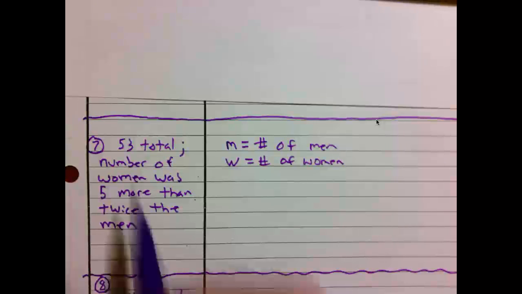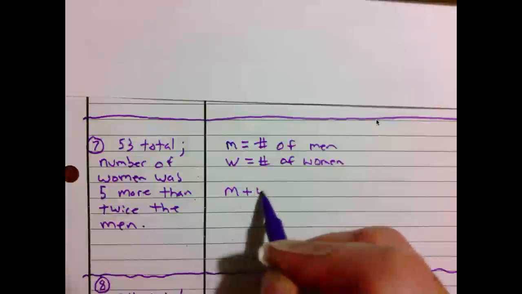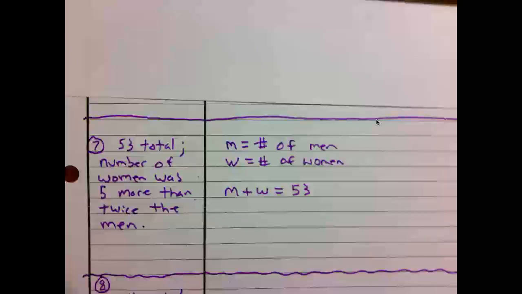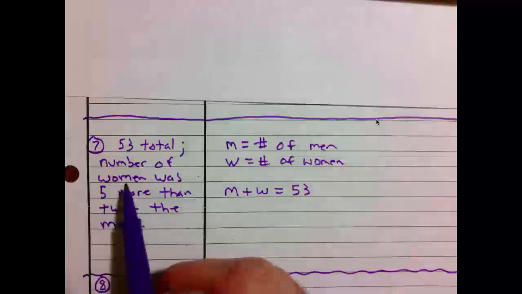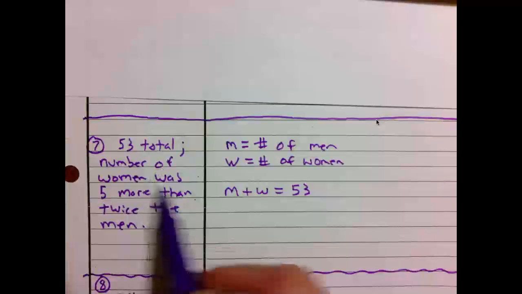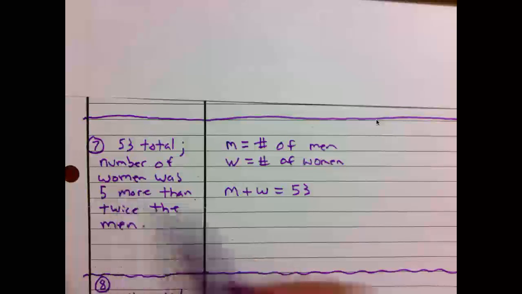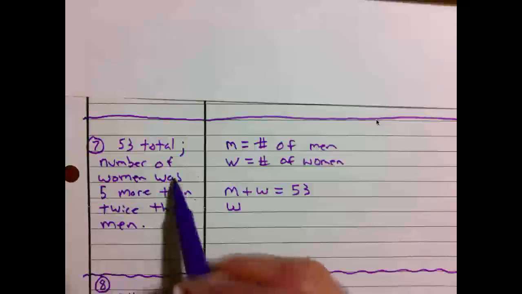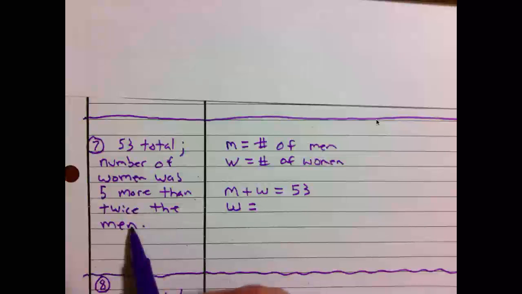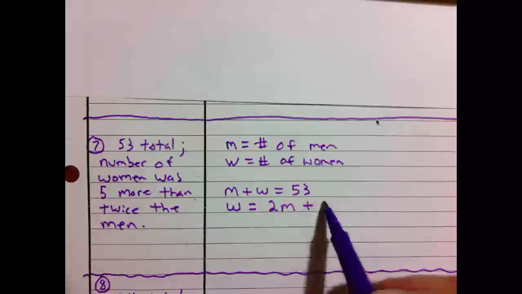Step 2, I want to write an equation. There's 53 total, so clearly that'll be M plus W equals 53. It says the women was 5 more than twice the men. The verb is equals. Is means equals. In this case it's was. Women, W. Was is the verb equals 5 more than twice the men. Well, twice the men would be 2m, and 5 more than that is plus 5.